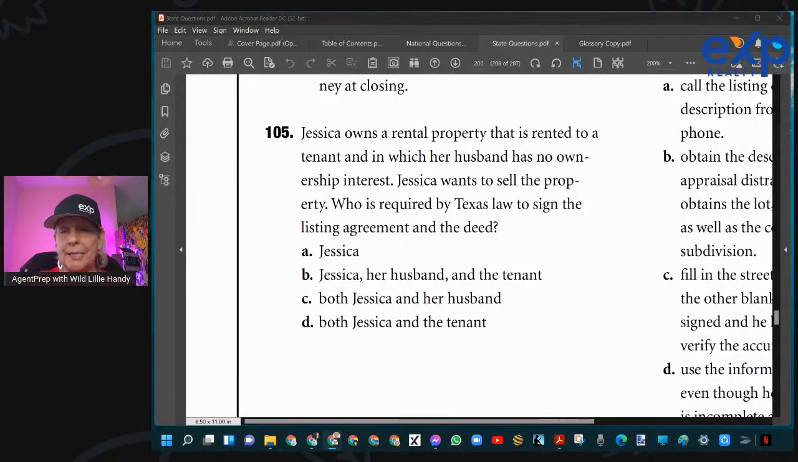The listing agreement is signed at the beginning with a broker or realtor in order to put it on the market for sale. The warranty deed is signed at closing. So who is required to sign both of those agreements? A, Jessica. B, Jessica, her husband, and the tenant. C, both Jessica and her husband, or D, Jessica and the tenant.